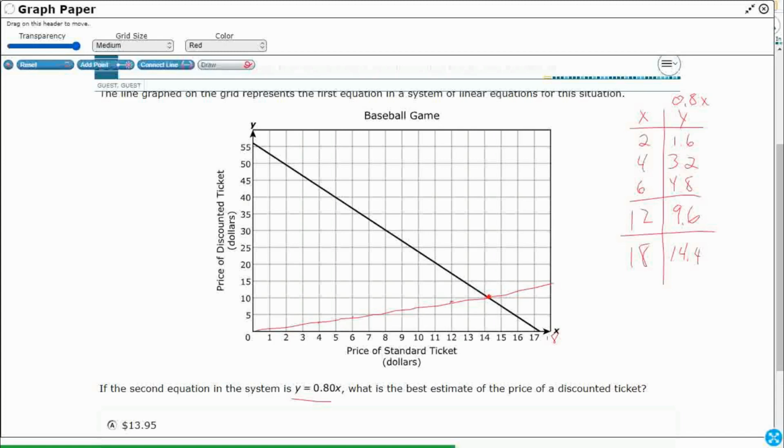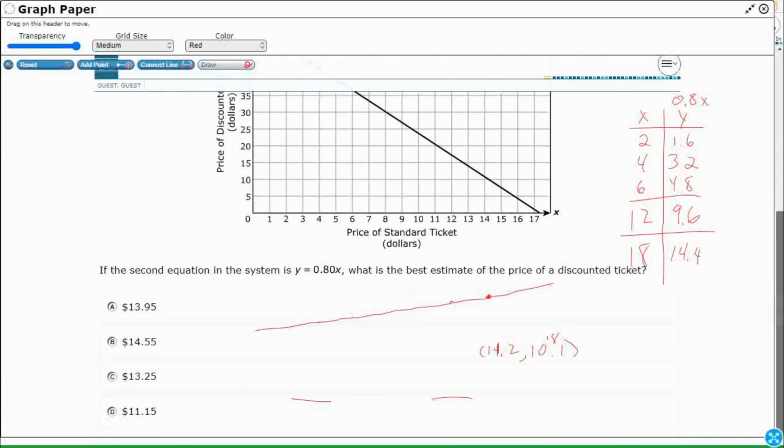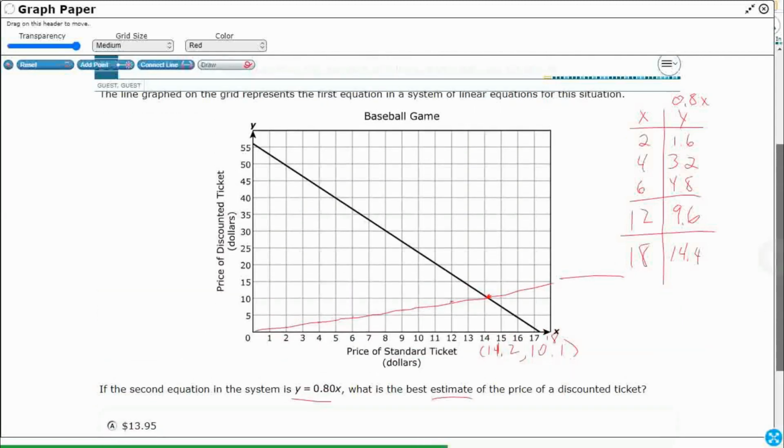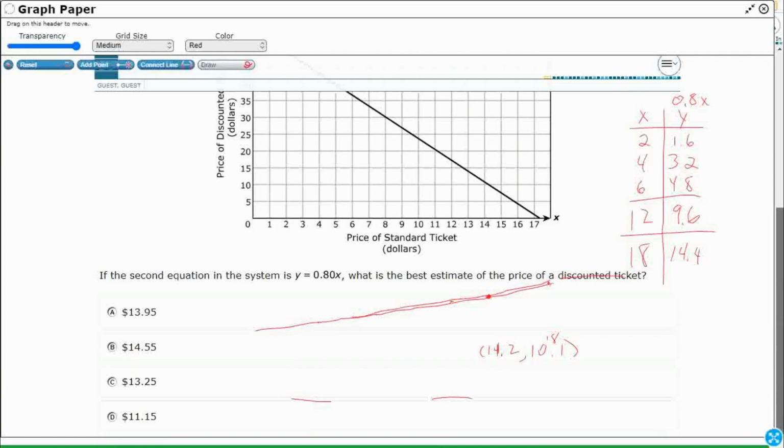That's an estimate, and we are simply looking for an estimate. So this looks like the point, call it 14.2 for my x value. My y value looks like maybe 10, maybe a little bit above 10. We'll call it 10.1. Let's look at my options down here. We're looking for the y value, because the discounted ticket is that y value. My line wasn't 100% straight, maybe it needed to go a little bit higher. It's a little bit above that 10, so the closest one is going to be 11.15.